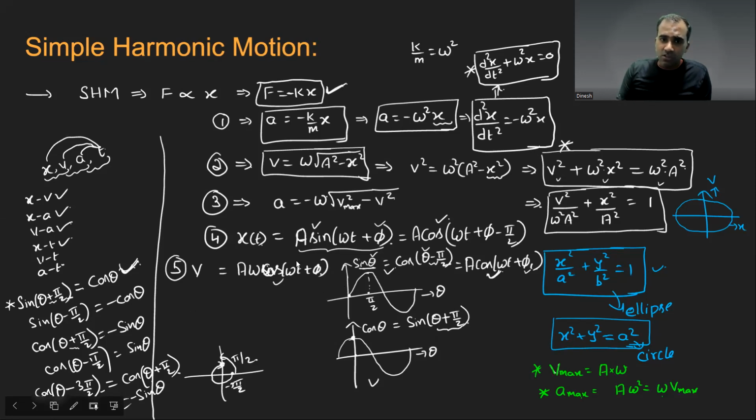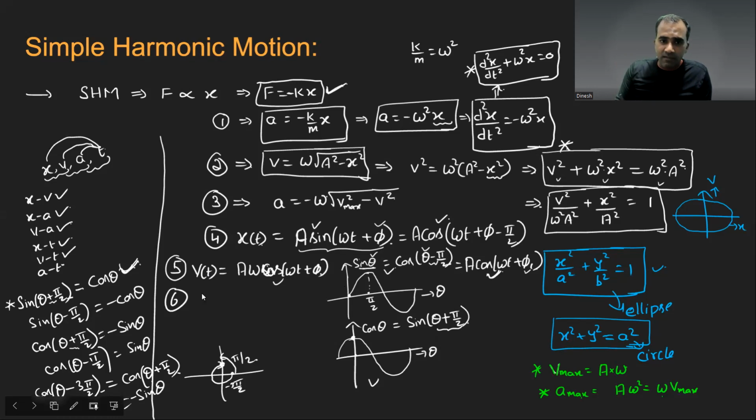So since velocity is also a function of time, I'm writing it as a function of time. Instead of v, I'm just writing it as v of t. Whenever you see in a question v or v of t, both are representing the same thing. So this one we got a relation between v and t also.